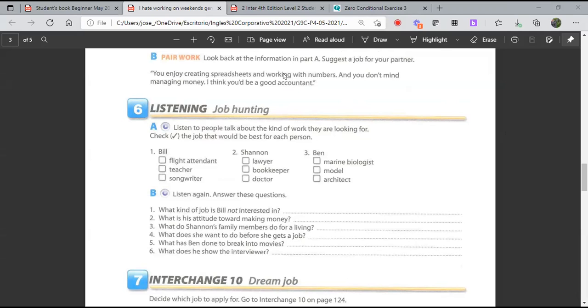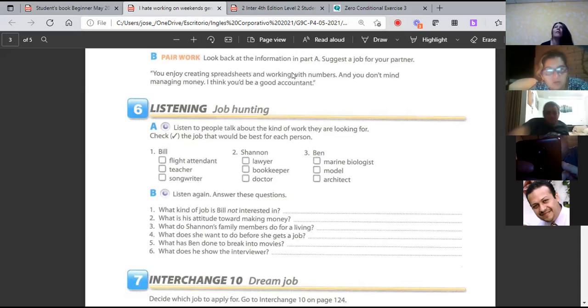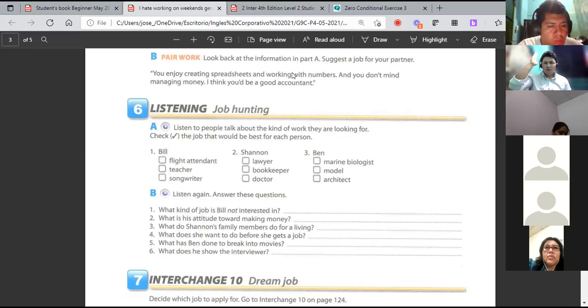So you're going to listen to people talk about the kind of job or work they are looking for. Maybe Bill is looking to have a position or a job as a teacher or as a flight attendant. Shannon maybe is looking to get a job as a lawyer. And maybe Ben is looking to become a marine biologist. We don't know yet. So basically do 3 columns for Bill, Shannon, and Ben. And then what you can write is A, B, and C. A is going to be flight attendant, a lawyer, and marine biologist. B is going to be teacher, bookkeeper, and model. And C is going to be writer, doctor, and architect.